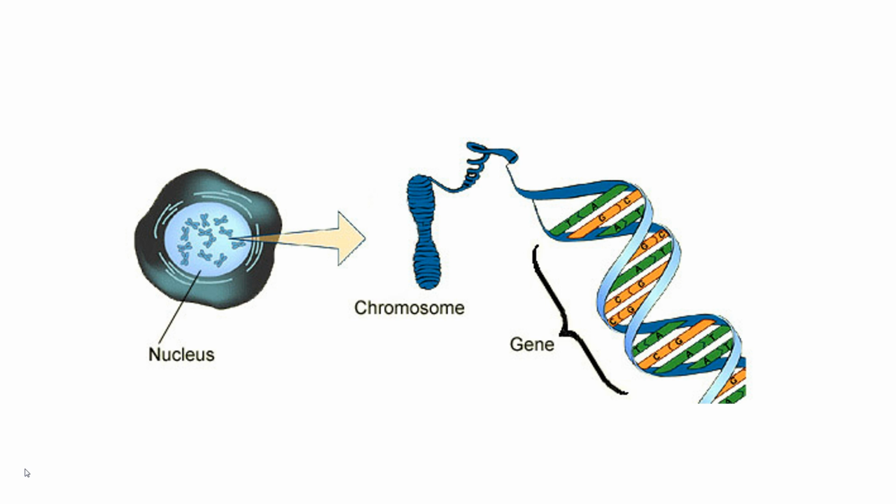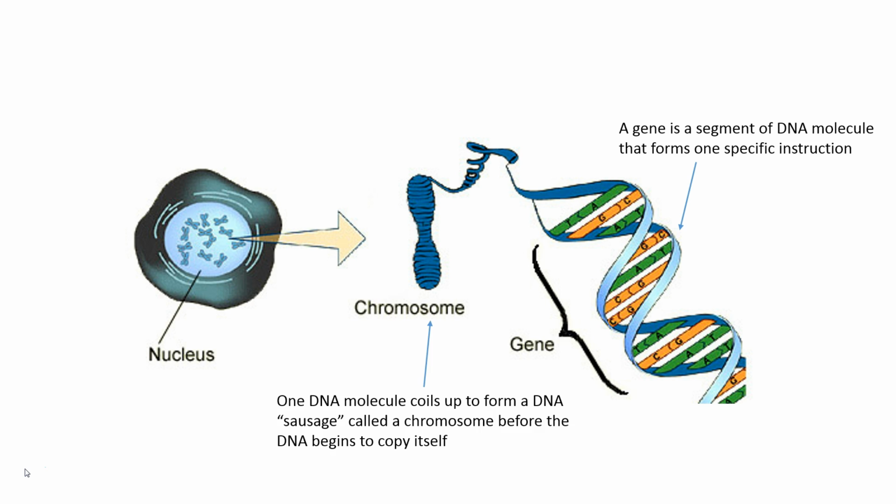All right, let's have a look at this diagram. Hopefully that will help us to be a little bit clearer. First of all, a gene is a segment of a DNA molecule that forms one specific instruction, such as make insulin or make a blue eye. One DNA molecule will coil up to form a structure that kind of looks like a sausage, and this structure is called a chromosome. The chromosomes will begin to appear right before the DNA begins to copy itself or replicate. And all of this is happening in the nucleus of the cell.